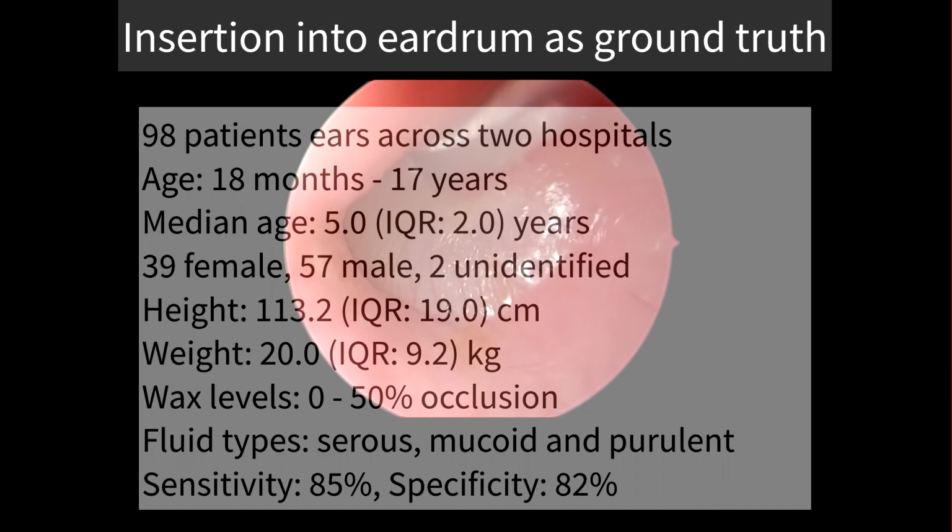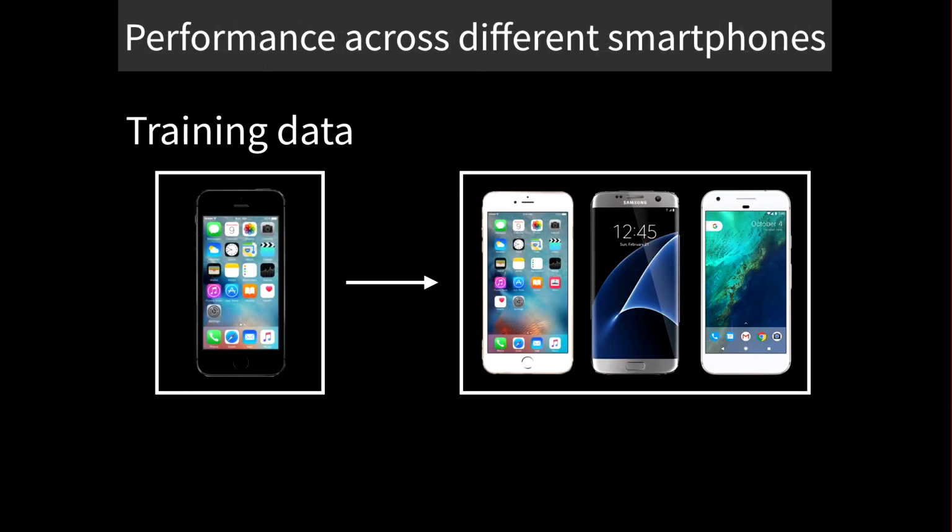otoscopy and tympanometry. The next question to ask is, will this data collected on the iPhone 5S actually generalize to other phones which we haven't trained our model on? The answer is actually yes. We could build a model just on data collected on one phone and get it to work on the iPhone 6s, the Samsung Galaxy S7, and the Google Pixel. The great thing about this is that if we want to support a new phone, we don't have to run an entirely new clinical study.